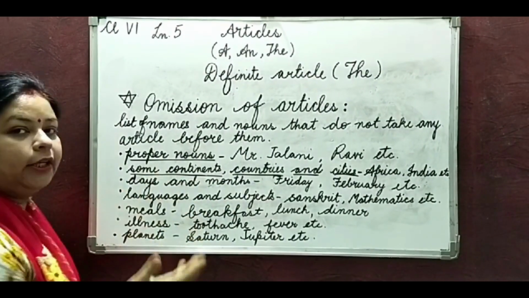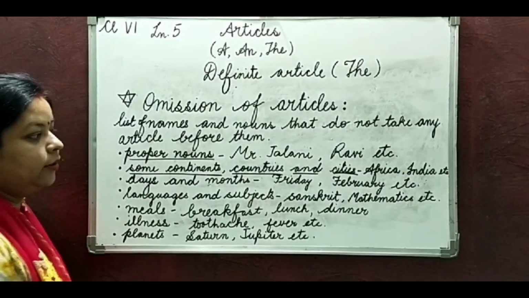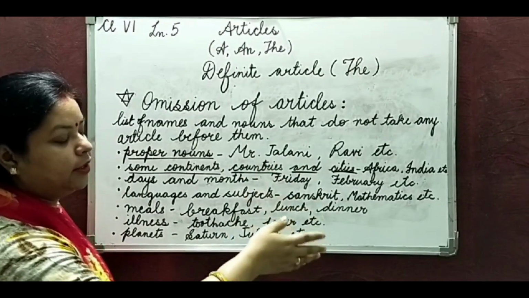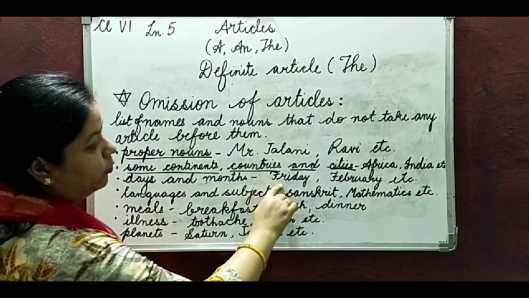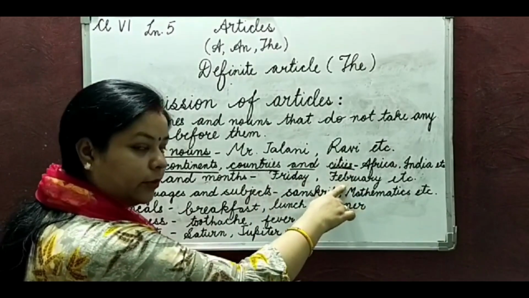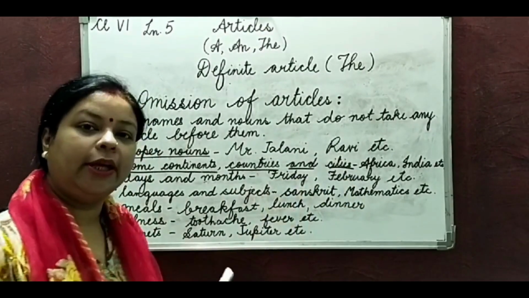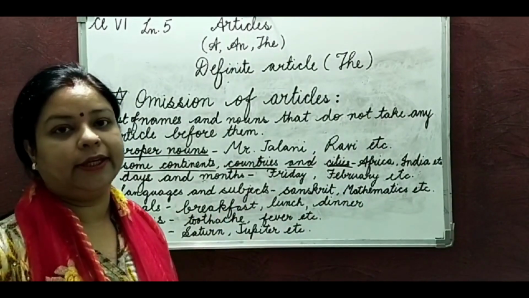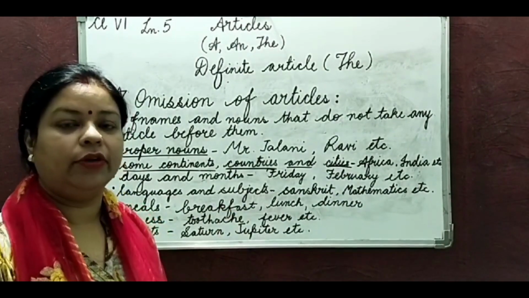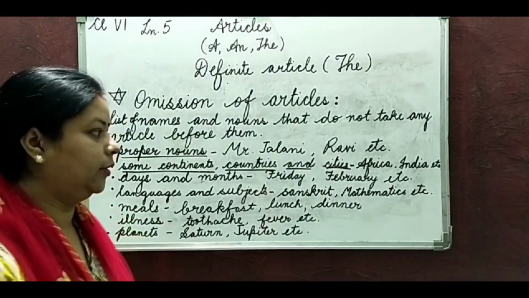Now days and months. Any day of the week, that can be Friday, Monday, Tuesday, Wednesday, whatever, we do not use any article before them. Then names of the months, that can be any month. Here for example I have given February, that can be March, April, January till December, any month.